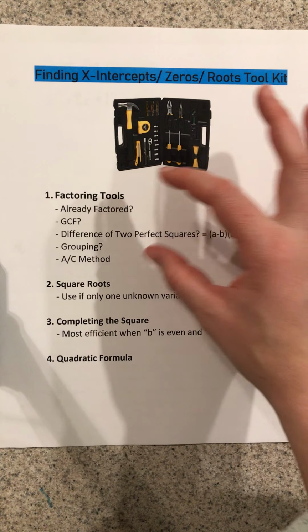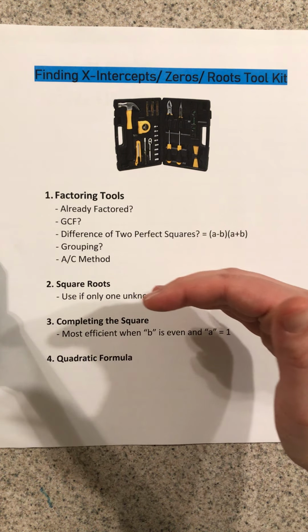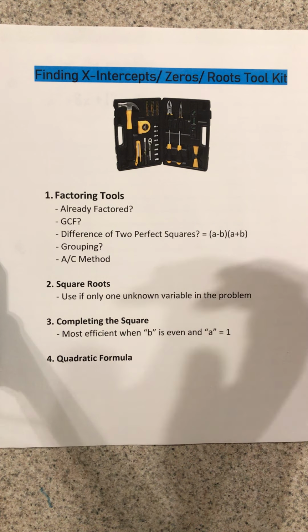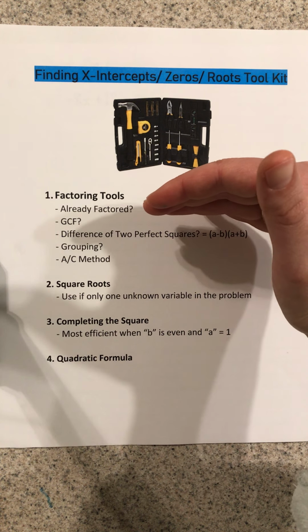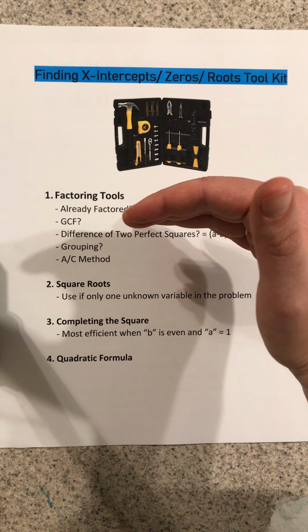So the factoring tools we learned in chapter 7, these are kind of the steps we go through to see if a problem is factorable. Is the problem already factored? Does it already look like a multiplication problem? Can you pull out a greatest common factor?